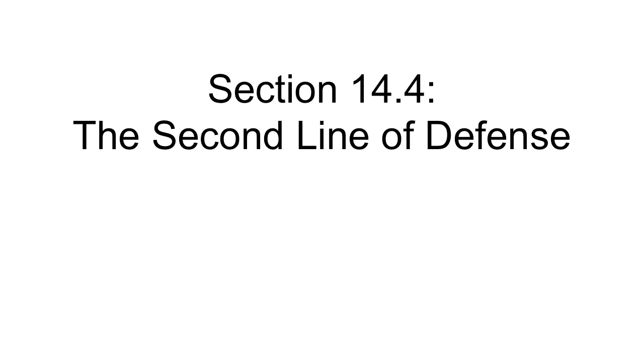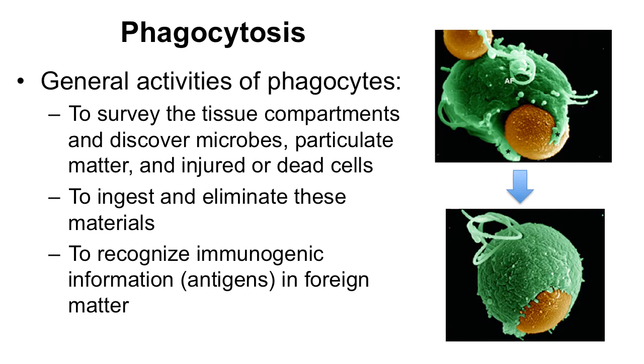So right now we're going to take a look at the last portion of chapter 14 that we're going to be covering, which is the second line of defense. What we talked about earlier was the ability of the cells in the immune system to fight the infection once the infection gets past the first line of defense. And we mentioned phagocytosis as one of the main strategies that the body employs to eradicate infection.